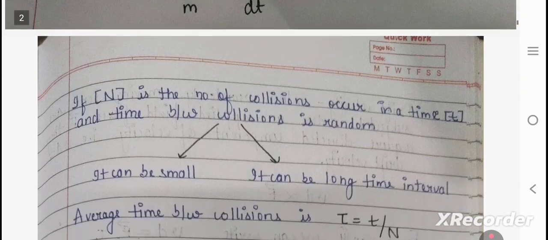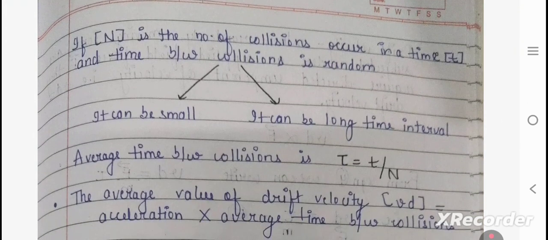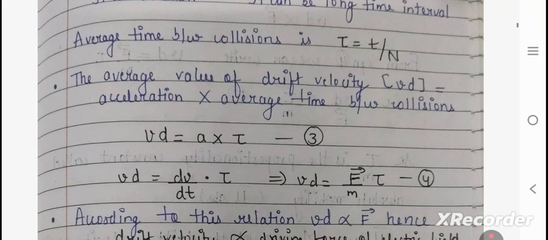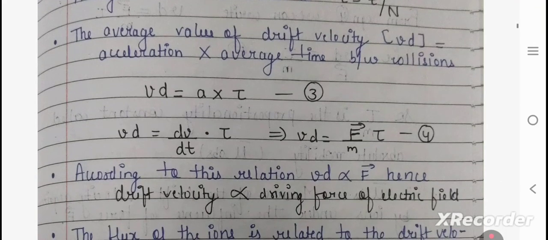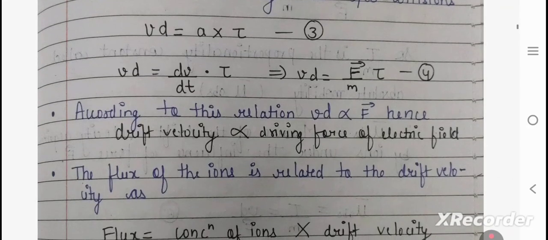This is equation 2. If n is the number of collisions that occur in a time t, then the time between collisions is random. It can be a small or a long time interval. Average time between collisions is tau, equal to t by n. The average value of drift velocity Vd is equal to acceleration into average time between collisions. Vd is equal to acceleration into tau. This is equation 3. Vd is equal to dv by dt into tau. Therefore, Vd is equal to F vector by m into tau.